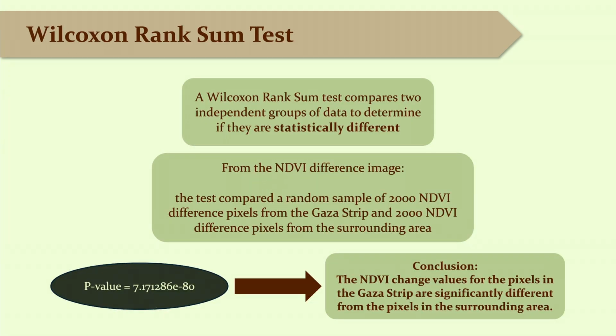I wanted to see if this was statistically significant, so I conducted a Wilcoxon rank sum test. I did this by comparing a random sample of 2,000 pixels from within the Gaza Strip to a random sample of 2,000 NDVI change pixels from just the surrounding area. By doing this, I got an extremely low p-value, which allowed me to conclude that the NDVI change pixels in the Gaza Strip were significantly different than in the surrounding area.